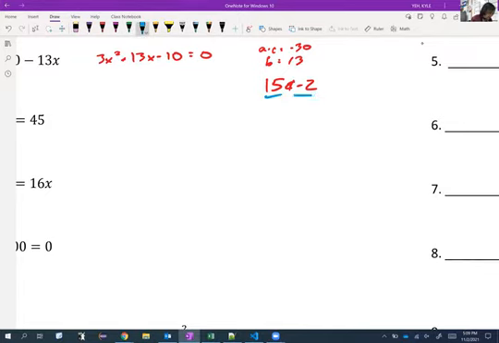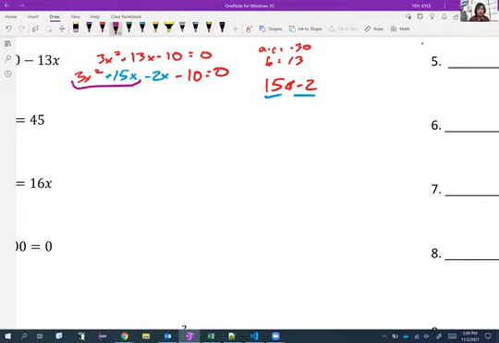So what do I do with these numbers in grouping? If you remember, we're going to keep the first term, we're going to keep the last term, but we're going to split up that plus 13x into plus 15x minus 2x. Split up that b term into plus 15x minus 2x, and now it's time to group.